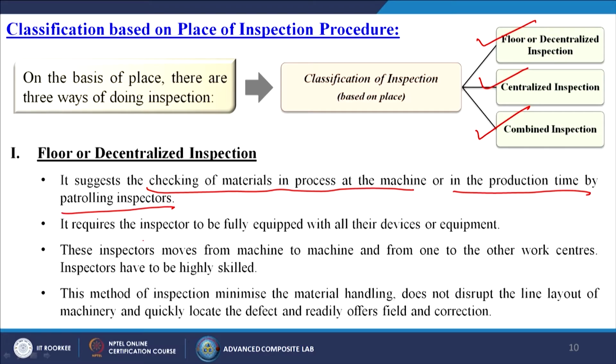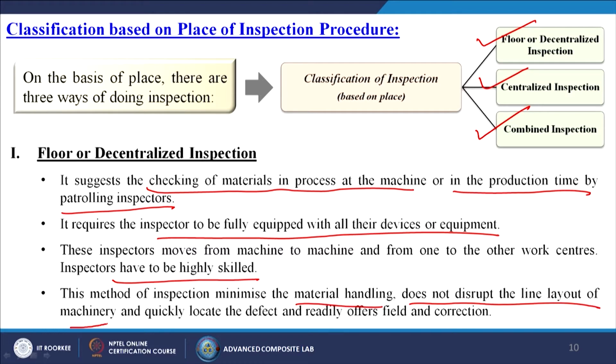It requires the inspector to be fully equipped with all their devices or equipment. That is one kind of random checking. These inspectors move from machine to machine and from one work center to the other. Inspectors have to be highly skilled. This method of inspection minimizes the material handling, does not disrupt the line layout of machinery, quickly locates the defect and readily offers field correction.